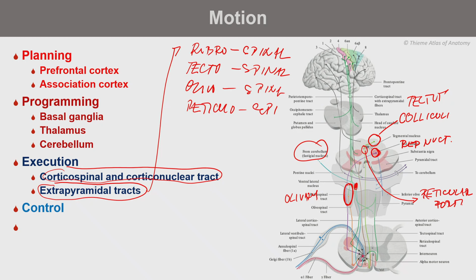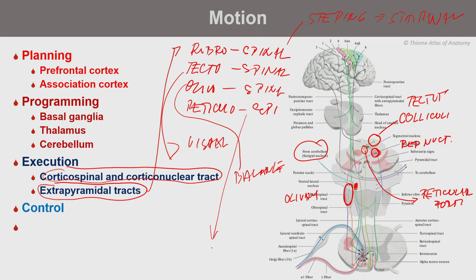So what is the rubrospinal system? The rubrospinal system is for stepping, for example on a stairway. The tectospinal is a visual input to the motion. Olivospinal is balance, together with the cerebellar and auditory guiding systems. And reticulospinal is when you sleep or wake up.